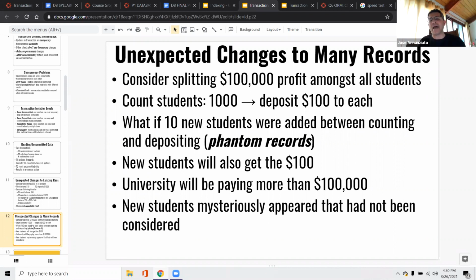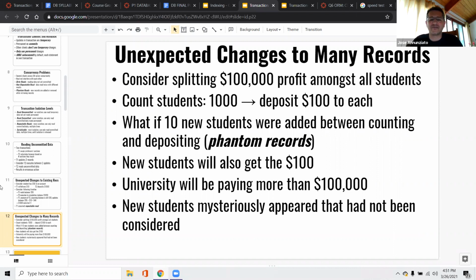So when we go back and deposit $100 to our students, and we update everybody's account to be whatever amount you have plus $100, we're actually depositing $100 to 10 new students that were not in the original count. So we're going to be giving away more than the $100,000 profit that we had before. So the count is going to be off. We're going to be making money out of thin air.